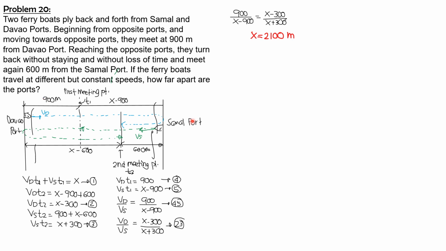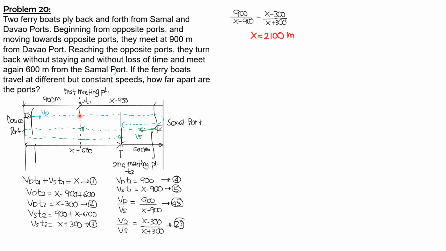So this is the situation. This is the ferry boat from Davao, and the speed, I'll call it V sub D. The ferry boat from Samal, I'll call the speed as V sub S. This is the first meeting point, and assuming they arrive at this first meeting point at time t1. So this distance is 900 as stated in the above statement. Therefore, if we denote the distance between Davao port and Samal port by x, then this distance is x minus 900.